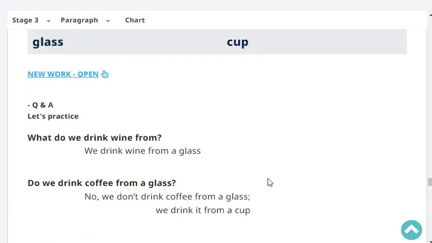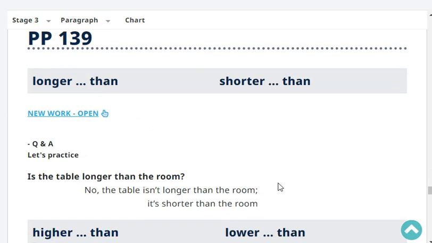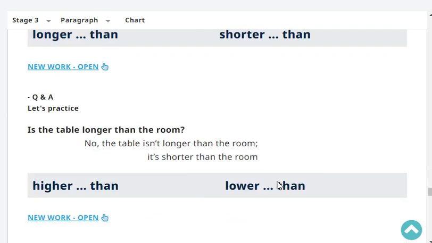What do we drink wine from? We drink wine from a glass. Do we drink coffee from a glass? No, we don't drink coffee from a glass. We drink it from a cup. Very good. Okay.